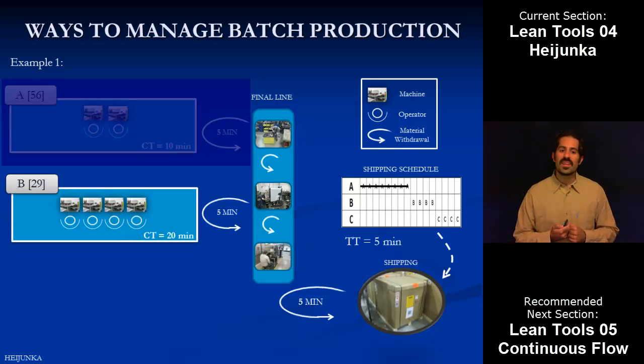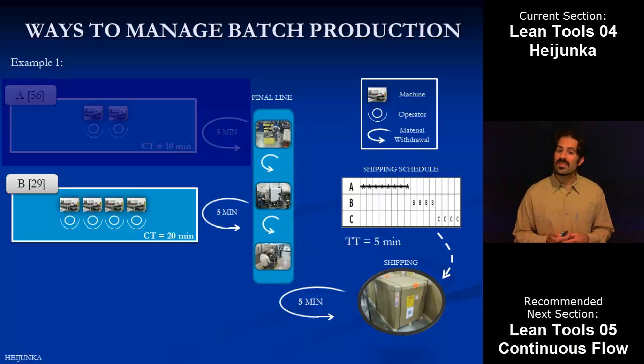Now we get started on B, and we only have to make 29 of those. But there's a problem. The cycle time for B is 20 minutes. The B part is twice as complicated. It takes twice as long to make. Well, if we still have to get one to the line every 5 minutes so we don't shut the whole factory down, now 20 minutes divided by 5 is 4.